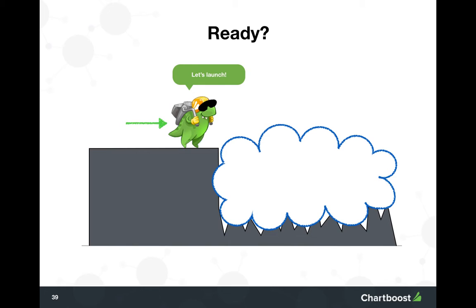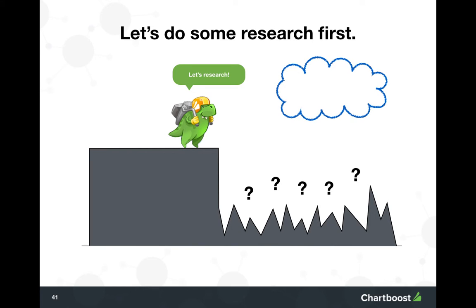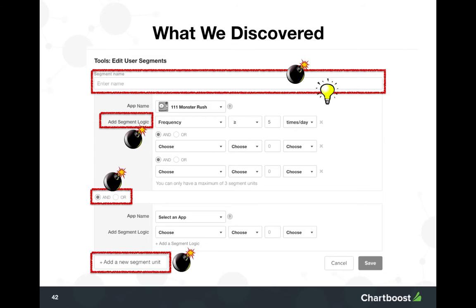So in the old world, we just would have launched because what else is there to do? But with research now, I want to say, hey, not so fast, Buster. Buster wants to launch and use the force, but I want to move the cloud away as far as we can and see what potential pitfalls might be there. So let's do some research first. And here's what we discovered.